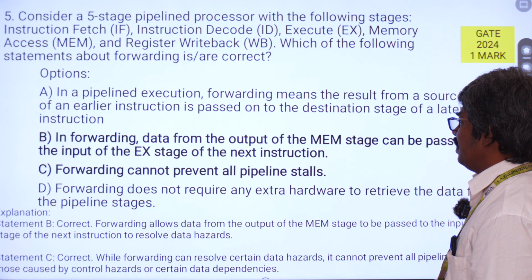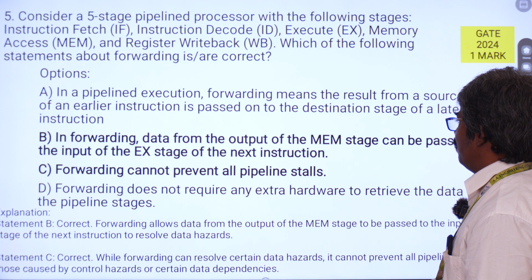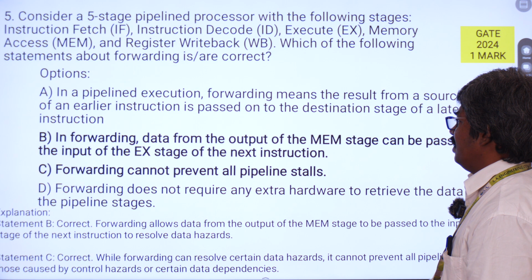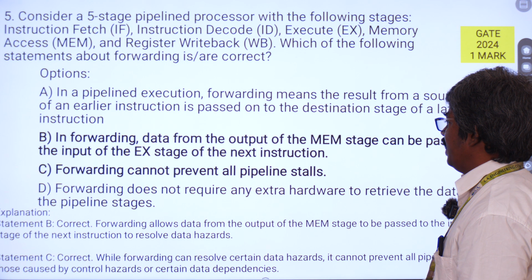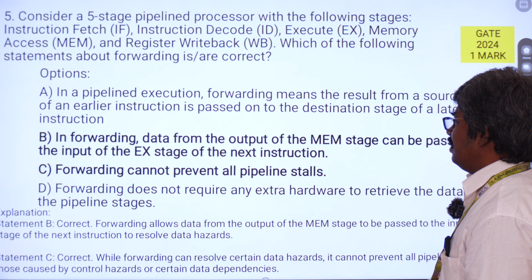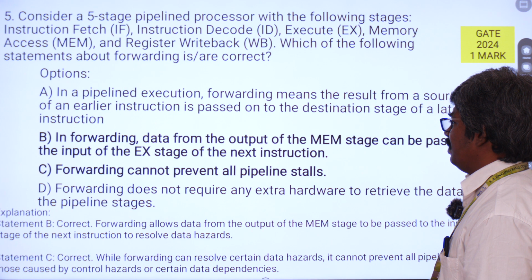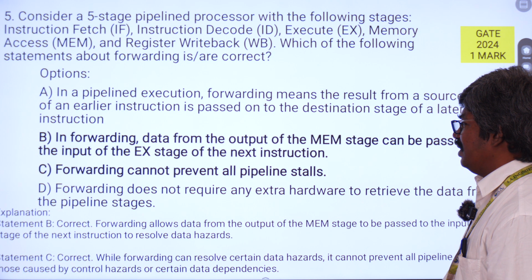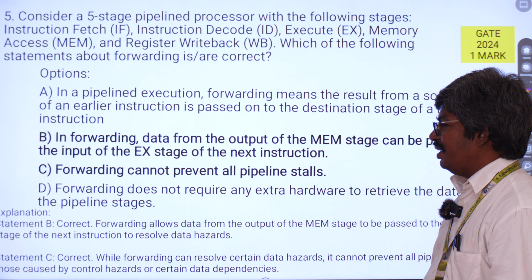Option B: in forwarding, the data from the output of the memory stage can be passed on to the input of the execute stage of the next instruction. Third, forwarding cannot prevent all pipeline stalls. Fourth, forwarding does not require any extra hardware to retrieve the data for the pipeline stages. The answer for this is B and C.